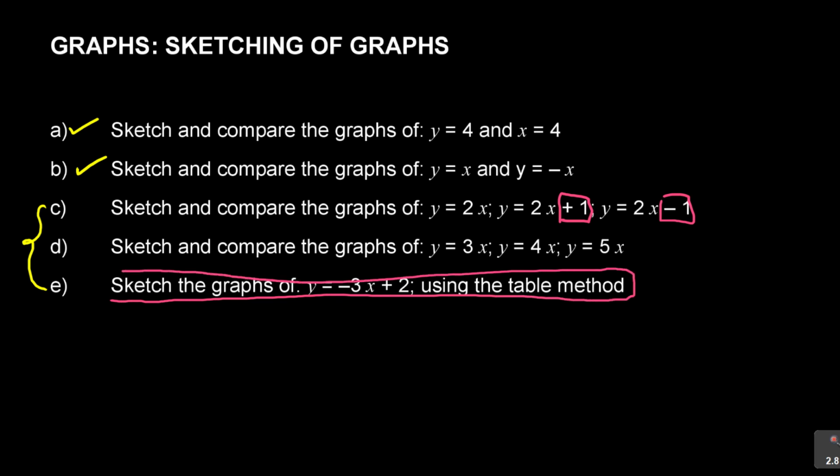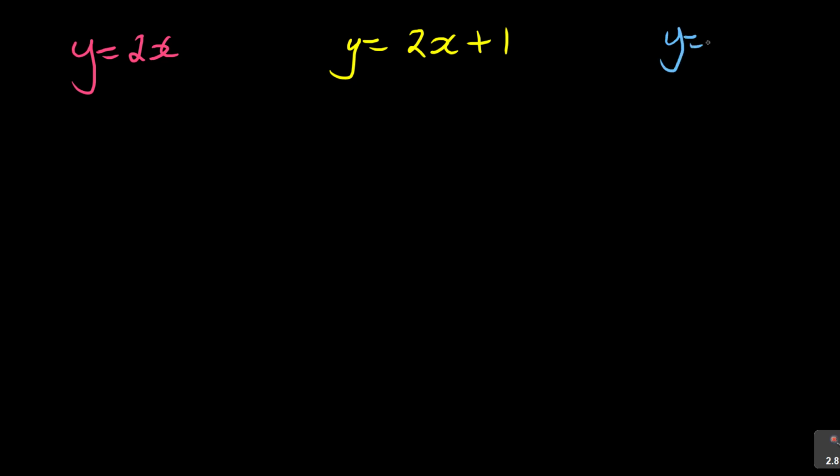To save time, when I'm sketching these graphs, let's start with y is 2x, 2x plus 1, 2x minus 1. Let me write them down. y is equal to 2x. That's the first one. The other one is y is equal to 2x plus 1. And the other one is y is equal to 2x minus 1. Are you having this? So what am I going to do? I'm going to find 2 points which are further apart.